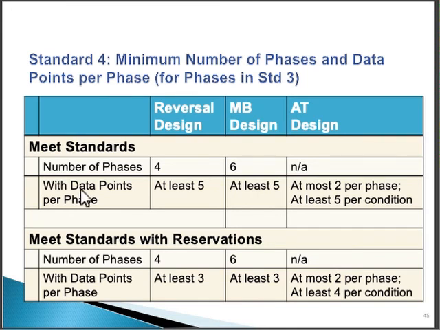So, the minimum number of phases and data points per phase. For a reversal design, we want 4 phases and at least 5 data points per phase. And for a multiple baseline, we want 6 phases with at least 5 data points. So this would be 3 students, and this could be with 1 student. And for an alternating treatment, at most 2 per phase, at least 5 per condition.